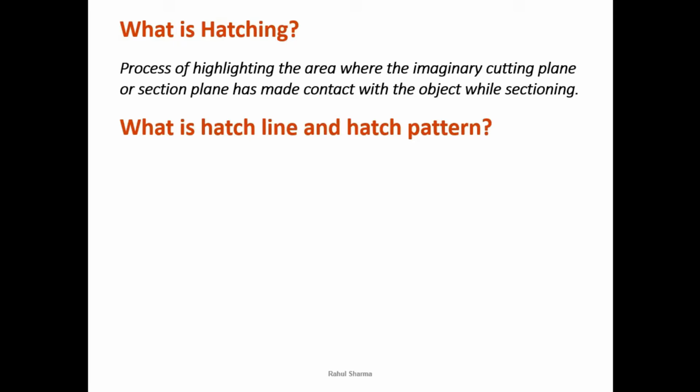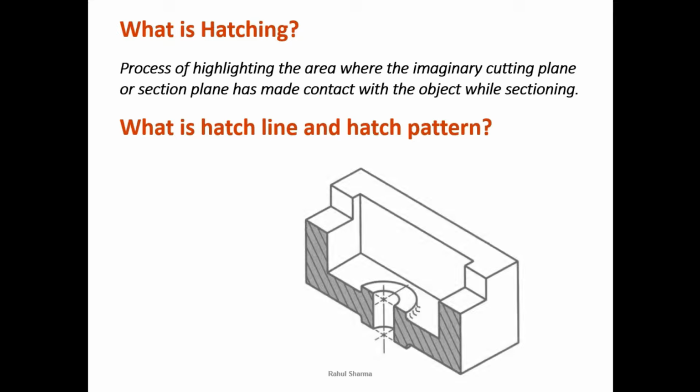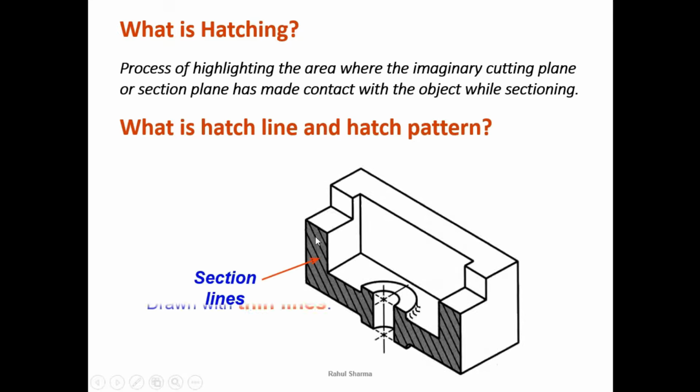Now what is the hatch line and hatch pattern? I have told you this is known as hatching when you highlight this area, because the blade has made contact in this area and this area, not here, because this was the empty space, a cavity is there. Now these inclined lines are known as hatch lines, and the pattern made by all these lines is known as the hatch pattern. We have various hatch patterns, and these hatch patterns show or identify a particular material.